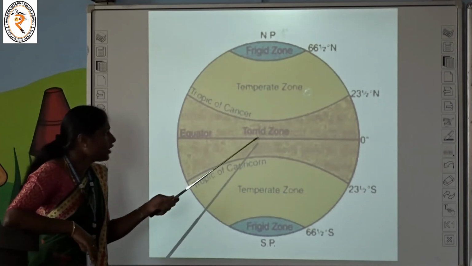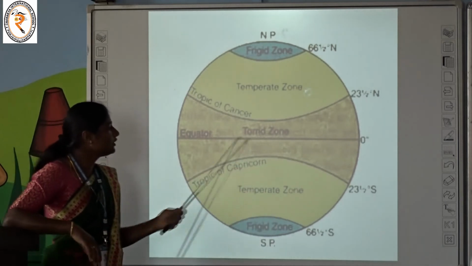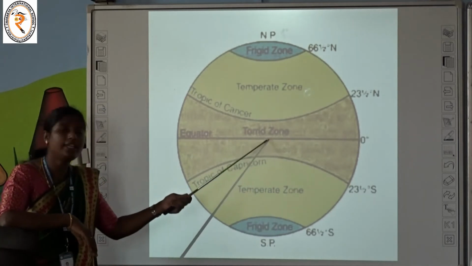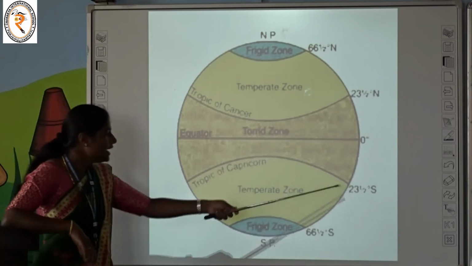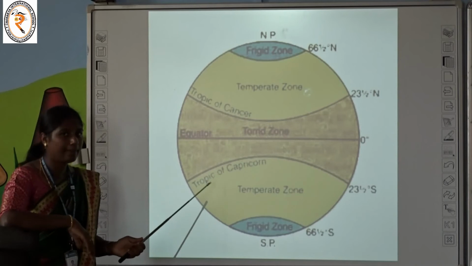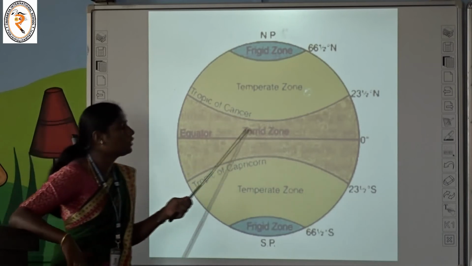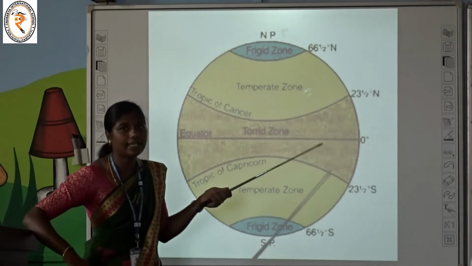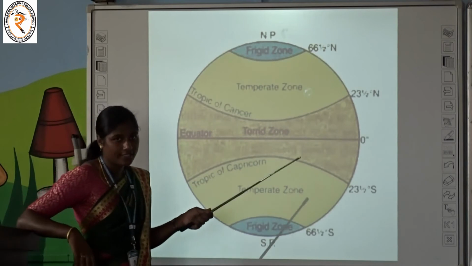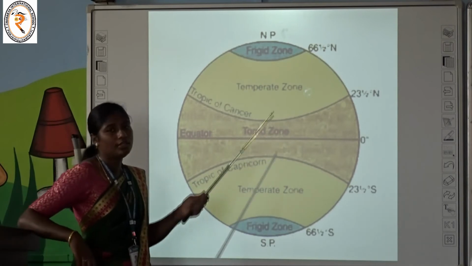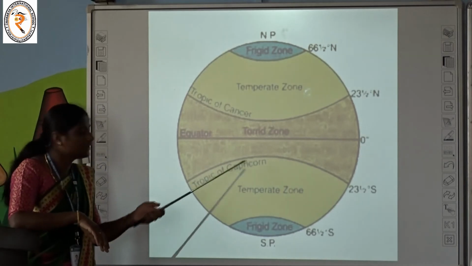And torrid zone. What is torrid zone? This is the 0-degree equatorial line, and this line is Tropic of Cancer, and this line is Tropic of Capricorn. You studied in latitudes and longitudes itself. Yes. So this Tropic of Cancer runs towards India. Can you remember that, children? So this torrid zone starts from Tropic of Cancer and ends by Tropic of Capricorn.